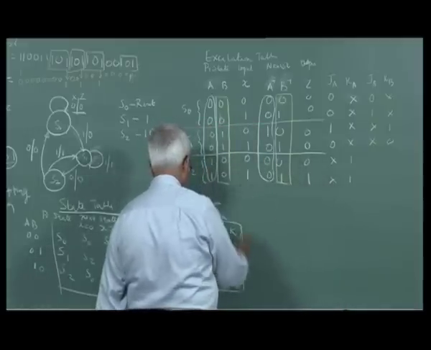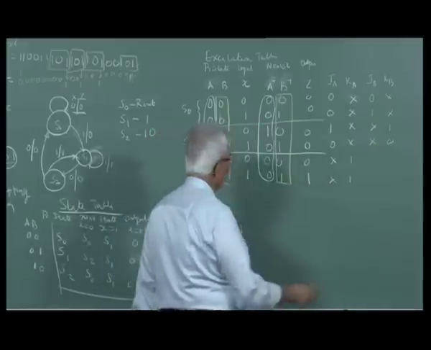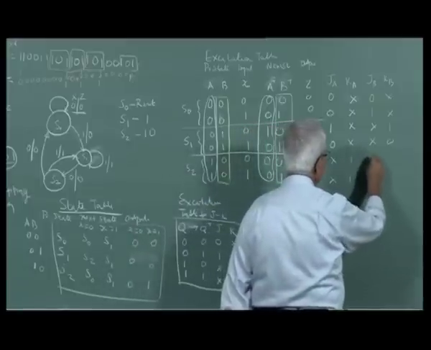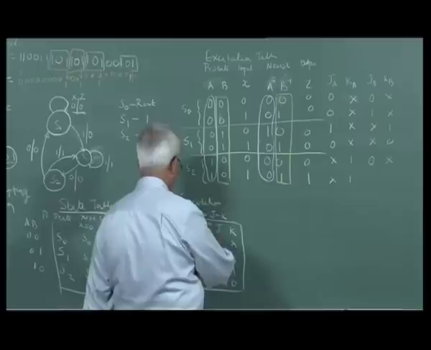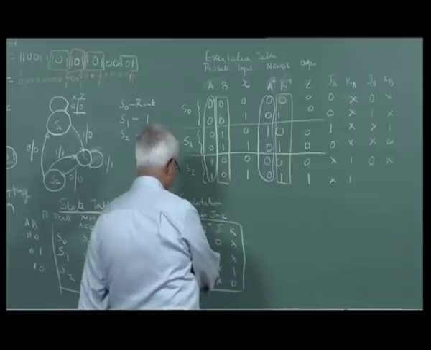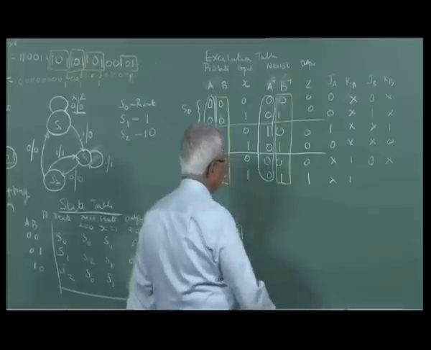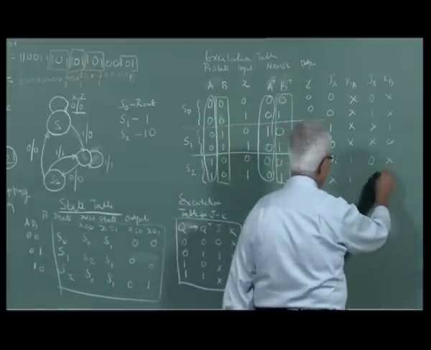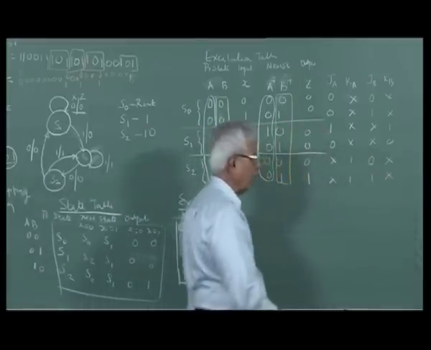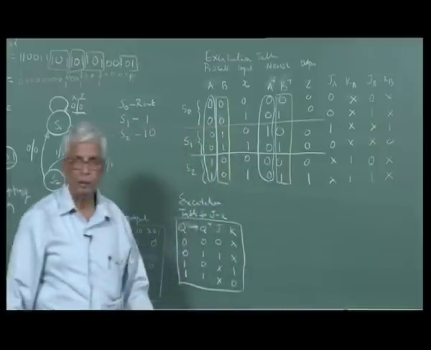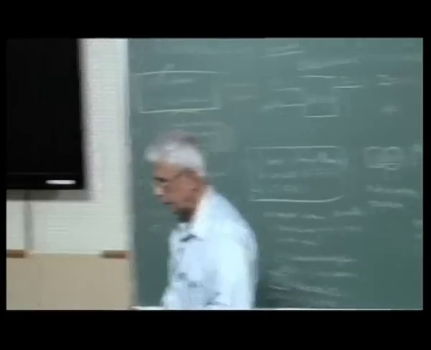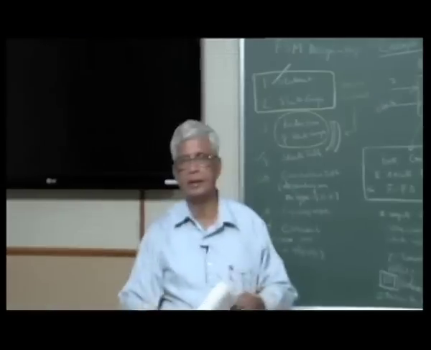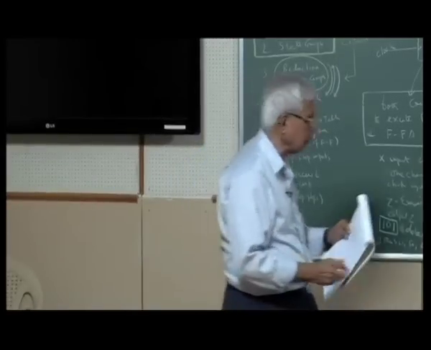0 to 0, 0 don't care. 0 to 1, 1 don't care. That completes my excitation table for the flip flops. I do Karnaugh maps for JA, KA, JB, KB and Z. My design is completed. Quickly let us do that.